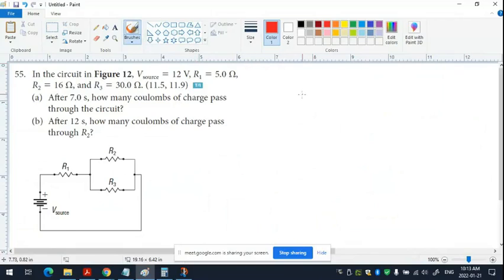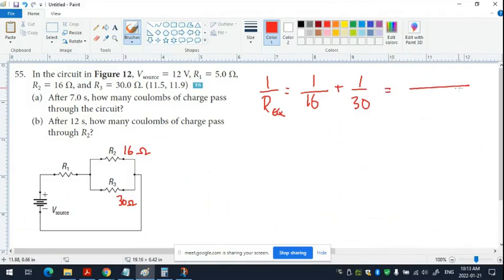Okay, so how would we do this? First of all, which two resistors do we do? R1, R2, R1, R3, or R2, R3? Yes, so 1 over Req equals 1 over, what's R2? R2 is 16, and this one is 30. All right, so 1 over 16 plus 1 over 30. A common denominator is 480, which means it's got to be 30 plus 16, which means Req, when flipped, is going to be 480 over 46.